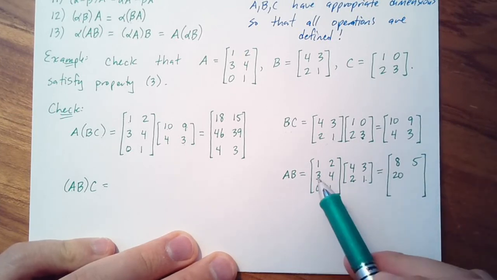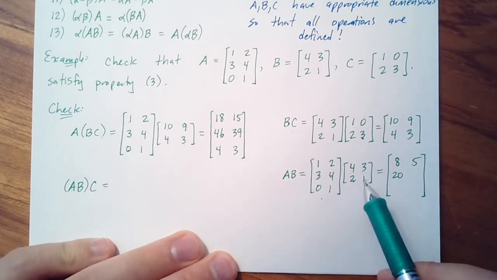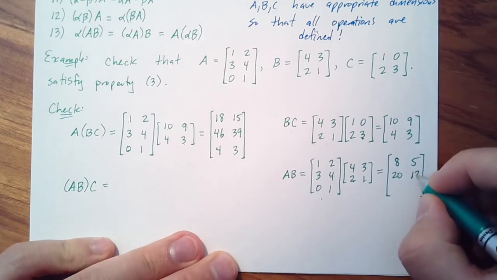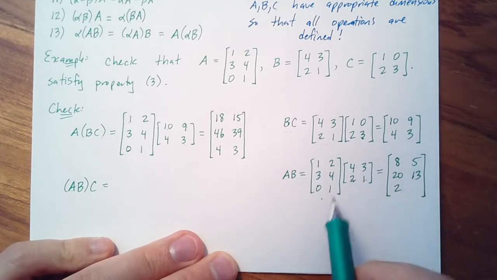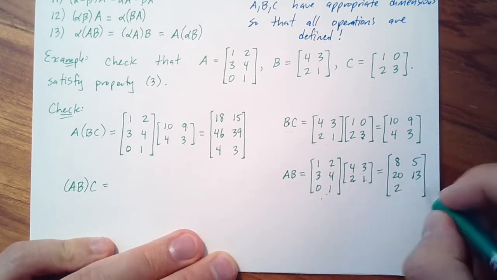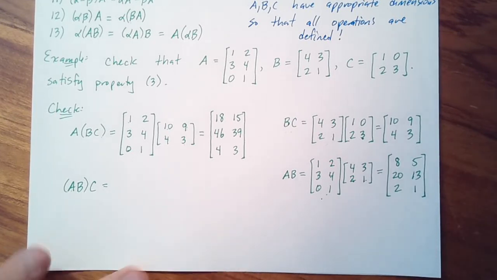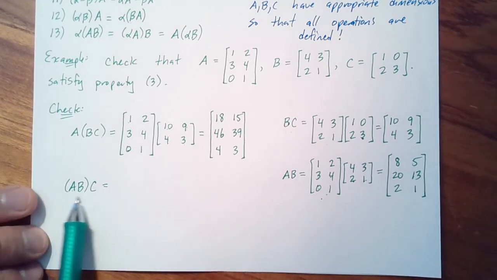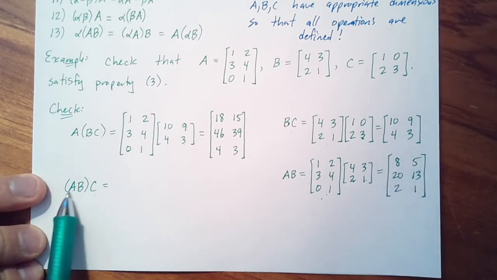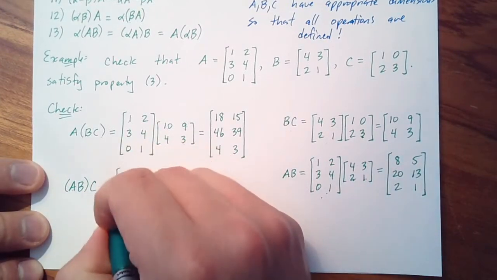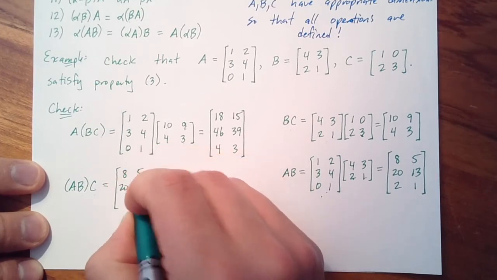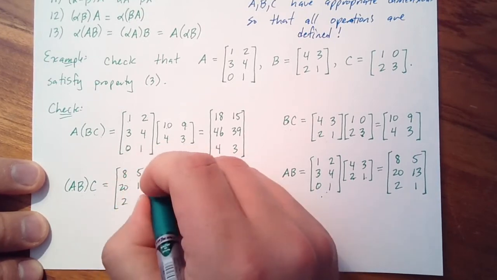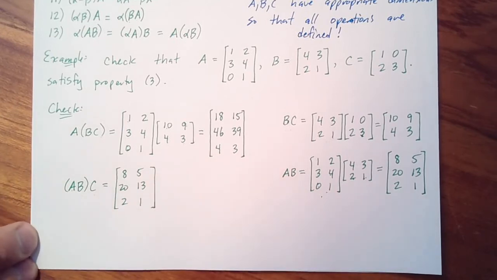And then over here, what do we have? 3 times 3 and 4 times 1, that's going to be 9 plus 4, which is 13. And then our last row, 0 times 4, 1 times 2, that's going to be 0 plus 2. 0 times 3, 1 times 1, that's going to be 0 plus 1. So that's our product AB. So now we can work this out because this will be what we put in for AB. So we're going to have 8, 5, 20, 13, 2, and 1. So that's our product of multiplying A and B, which we just did over here.